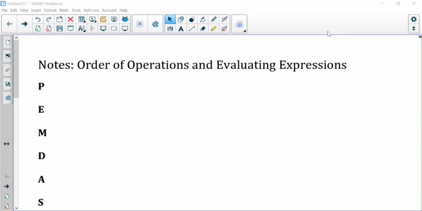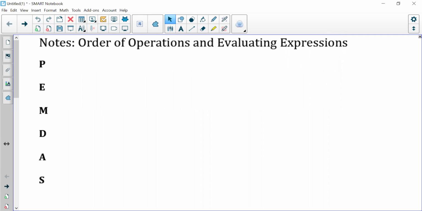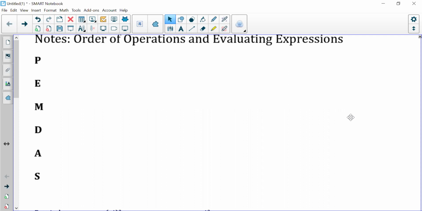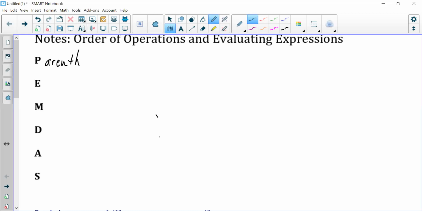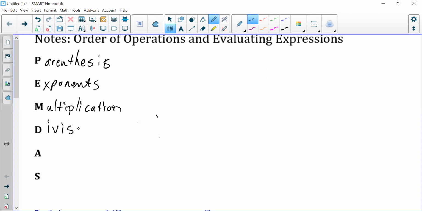All right, first thing we need to know is a quick review of what exactly is the order of operations. You have probably seen this before, but the abbreviation is PEMDAS, P-E-M-D-A-S, and what this stands for is parentheses, exponents, multiplication, and division, addition, and subtraction.